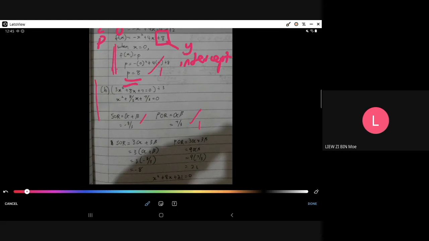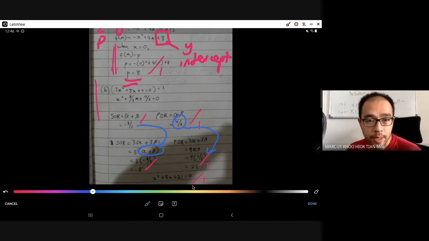So the sum of roots is 3 alpha plus 3 beta. You take out the 3 and put in the sum of roots from before, and you get -8. And the product of roots is multiplication, so 3 alpha multiplied with 3 beta gives 9 alpha beta. You substitute in the product of roots above, and you get 21. So when you form the equation, it is x squared plus 8x plus 21 equals 0. Okay, thank you.